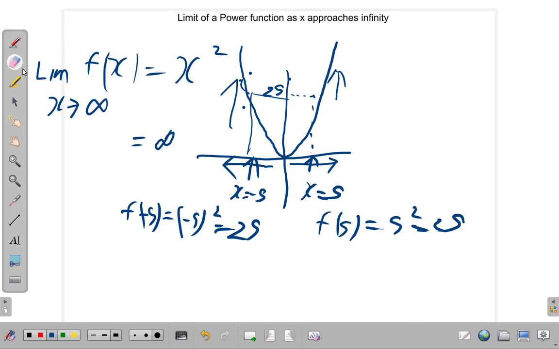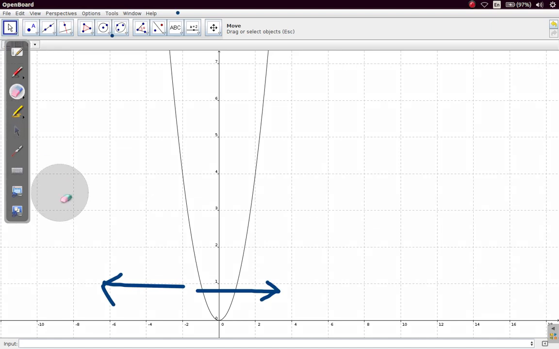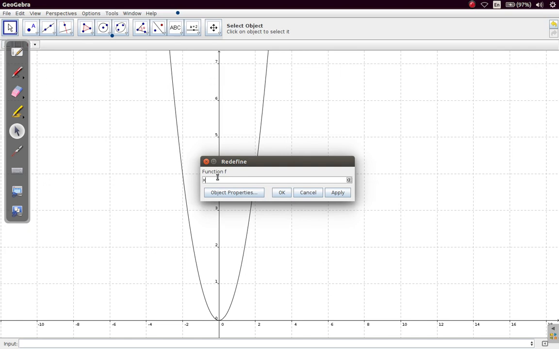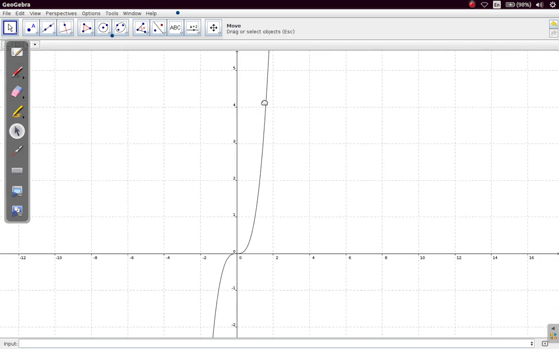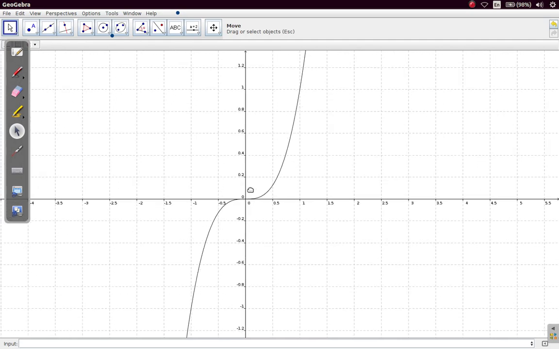Now, let's look at another situation. If we look at f of x equals x cubed, what will happen? Let's change this to x cubed. Let me erase. Let's change this graph to x cubed. X to the power of 3. You see what happens here?